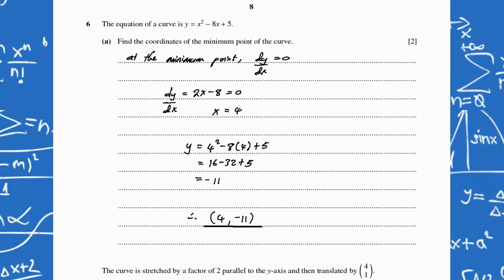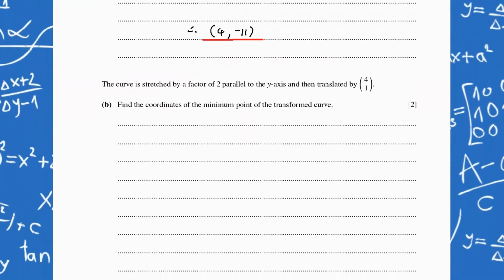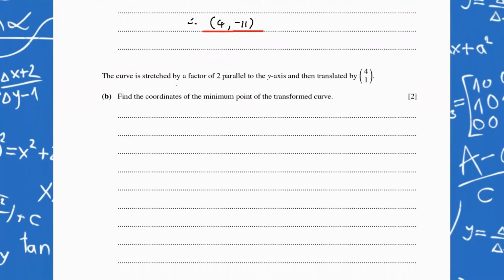All right, let's move on to the next one. Now on the next part, it says the curve is stretched by a factor of 2 parallel to the y-axis, and then translated by 4 and 1. So on B, find the coordinates of the minimum point of the transformed curve.